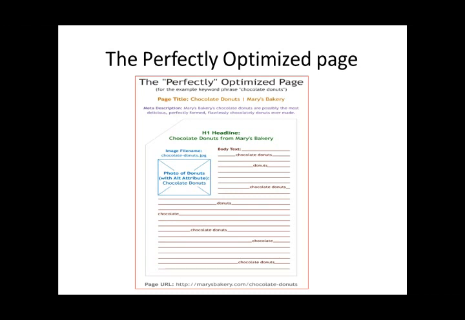and the body text has repetitions of chocolate donuts and all the related keywords. When you go to the left, the image reads chocolate-donuts.jpg, which is again a positive indication to Google that this image is all about chocolate donuts, and it helps in indexing the image as well. And we have an alt attribute which also reads chocolate donuts. This is how a perfectly optimized page would look, and this is how the page should be coded by all web developers.